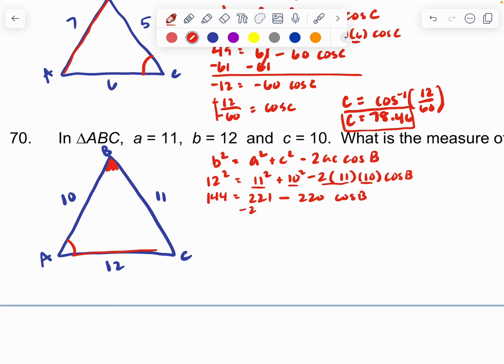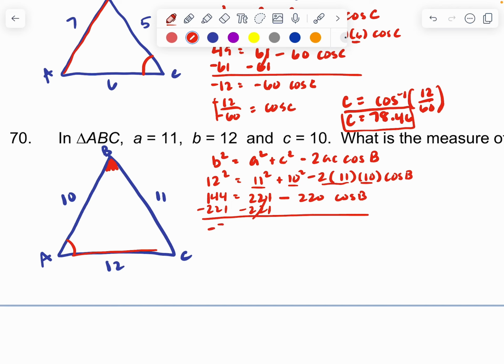And then if I subtract 221 from both sides, okay, let's see what that gives us. 144 minus 221. Okay, negative 77.